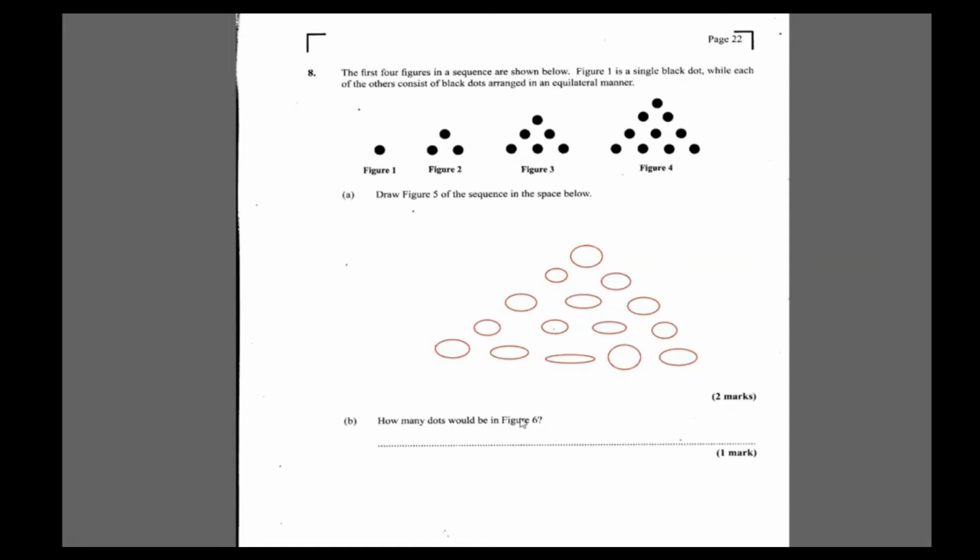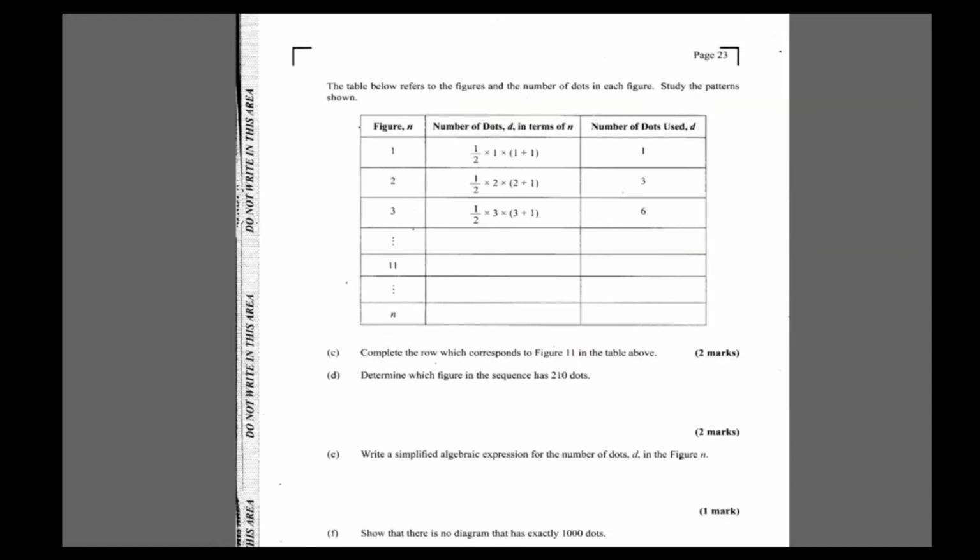It says how many dots would be in figure 6. Now looking at it, figure 1 has 1 dot, figure 2 has 3, figure 3 has 6, figure 4 has 10, and figure 5 has 15. So add 6 more dots to that, so figure 6 would have 21 dots. Nice and easy. Now they might give us a table, more than likely. So here's the formula that they give us to find the number of dots.